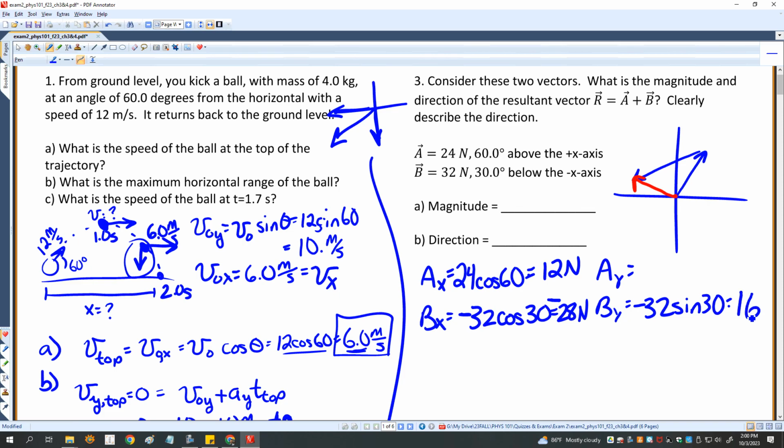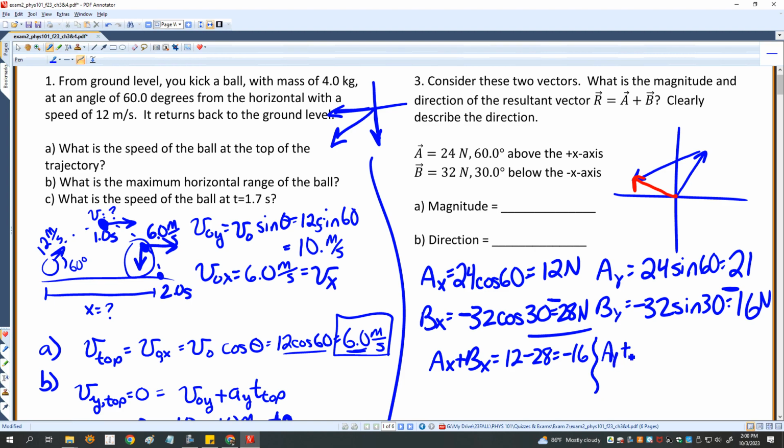That's going to be 16 newtons. And then this is going to be positive 24 sine of 60. And that's 21 newtons. Then I add these values, the AX plus BX equals 12 minus 28, which is negative 16. And then I do the same for AY plus BY, plus 21 minus 16, that's 5 newtons.